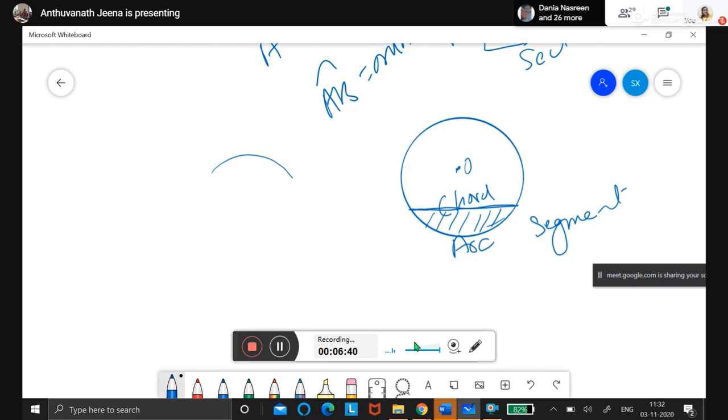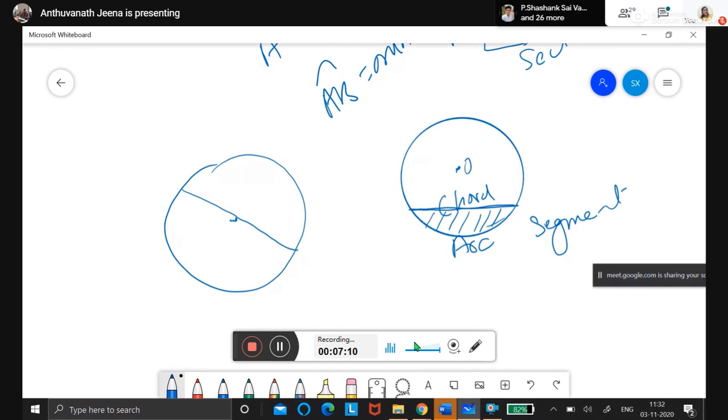Ma'am, that's a diameter, no? That is a diameter, and it is also a chord. The diameter is the biggest chord, so we can take that also as a segment. A semicircle also we can take as a segment. When it is exactly divided into half, we call it a semicircle. That is also a segment. Correct, very good.